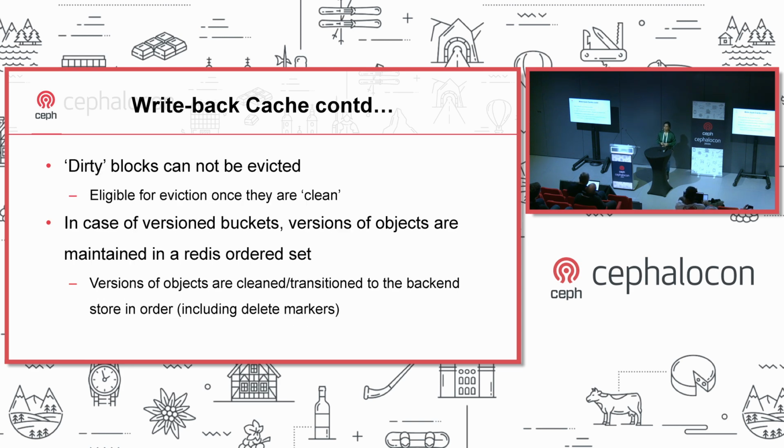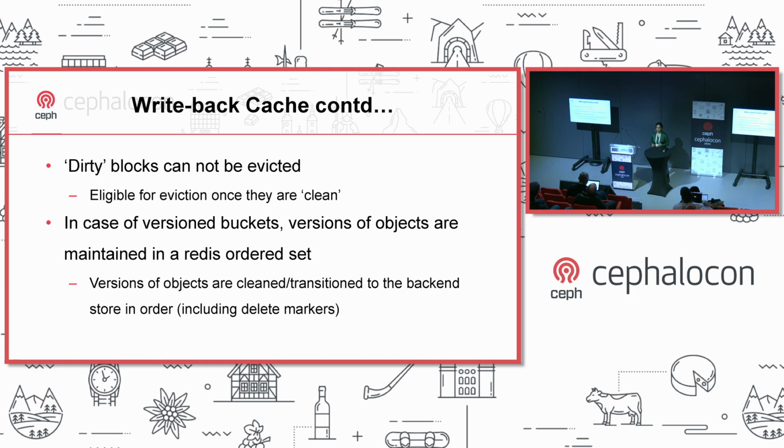So the dirty blocks are not eligible for eviction since they haven't been written to the backend store. And when we get a delete request for a dirty block, we do not delete it upfront in the cache also. We mark it as invalid, and later when the cleaning process kicks in, we see that the block is invalid. We don't write it to the backend store, and we delete it from the cache also. And when they are actually written to the backend store, they become clean, and then they become eligible for eviction.